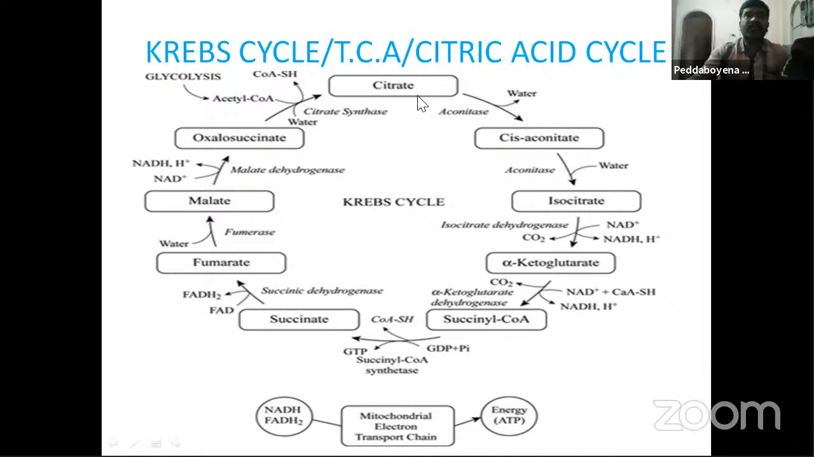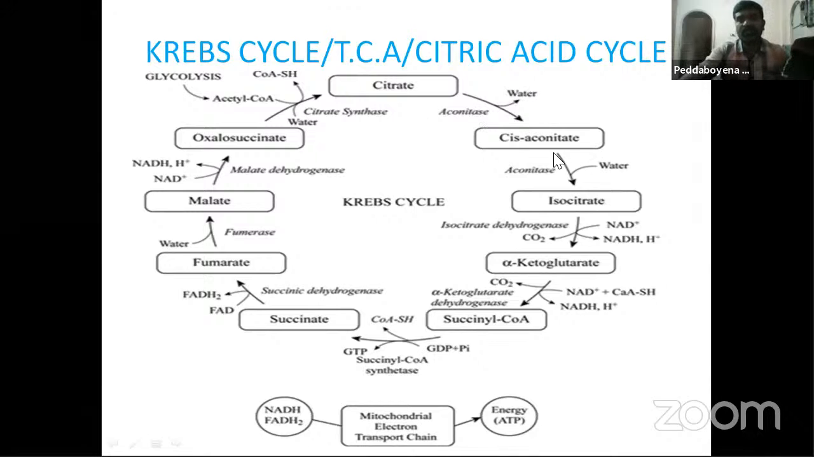And here the next reaction is dehydration. In dehydration, our citric acid is converted into cis-aconitate, or cis-aconitic acid. Here a water molecule is removed in this reaction. This reaction is catalyzed by the aconitase enzyme. Water is removed from the citric acid, so this reaction is called dehydration.